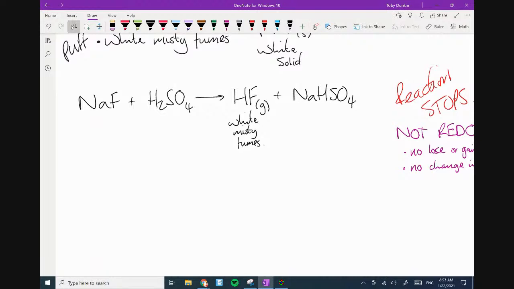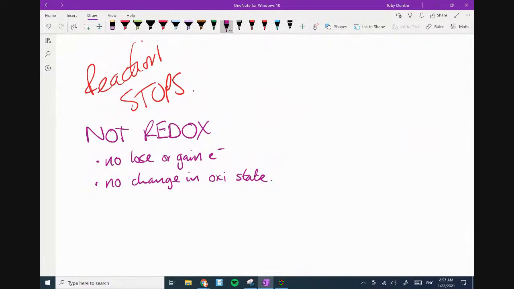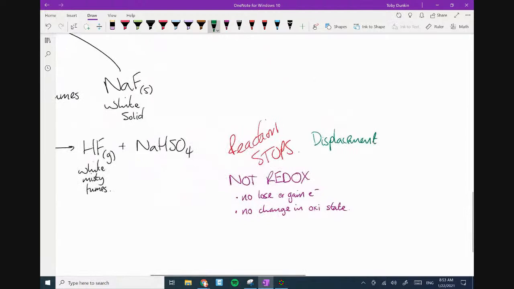Technically you can class that as an acid base. There is proton transfer here. You call it displacement. That there is a displacement. This is a displacement. Oh, my laptop has developed a fault. It's not good. Let's now do the next one.